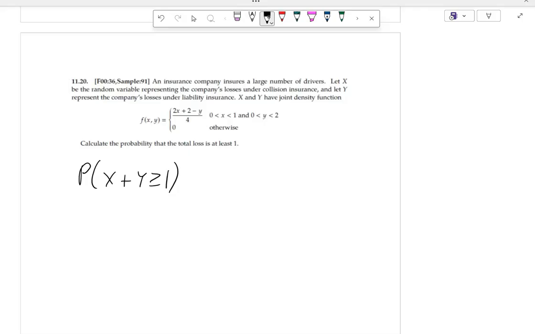Okay. So again, just like the previous problem, I think it's helpful to draw the picture. My x's go from 0 to 1. My y's go from 0 to 2. So my sample space is that rectangle. Same kind of problem, just my rectangle's been turned 90 degrees. Same idea.